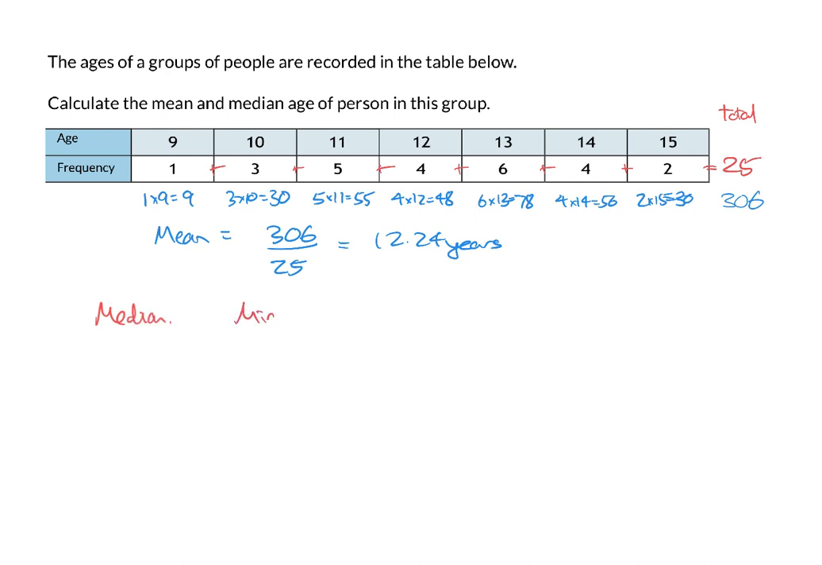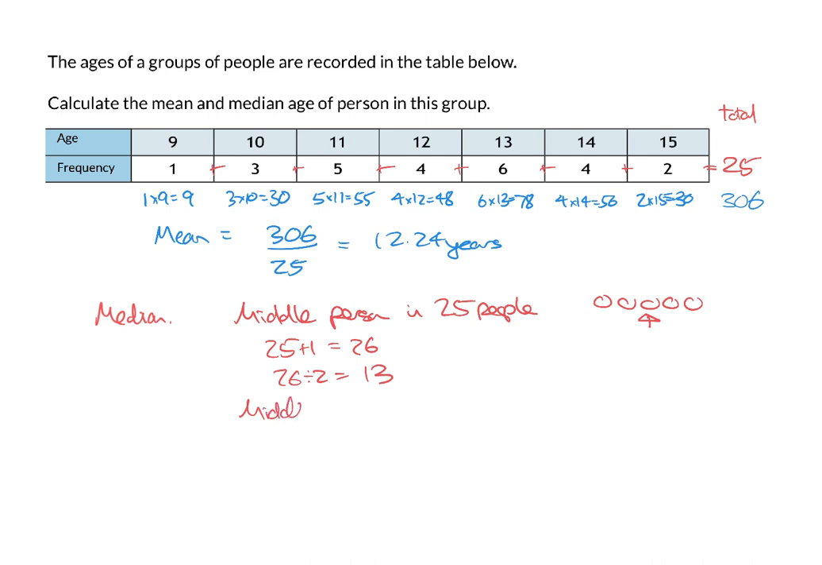Well, if you think about it, middle person in 25 people, there's going to be one person, because there's an odd number. Whenever I have an odd number of things, let's just say we had 5 people, there will be one number in the middle. If I had an even number of things, I would have 2 in the middle. So here I'm going to have one person in the middle. Now the easiest way of finding when I have an odd number is to take 25 and add 1. That gives me 26. And then I do 26 divided by 2, gives me 13. So the middle person is in position 13.